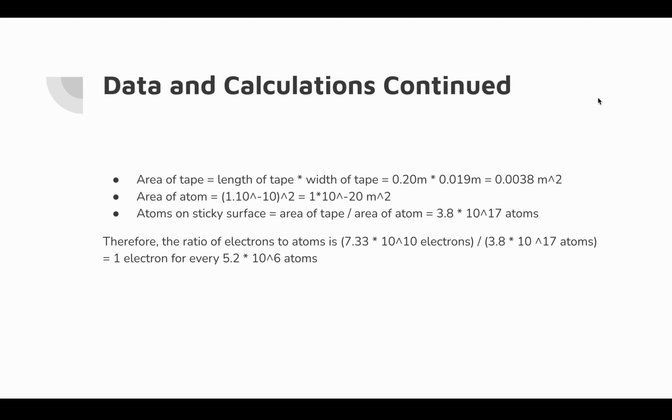Further calculations were figuring out the area of the tape, which is simply the length times the width, 0.2 meters times 0.019 meters, and that gives us a value of 0.0038 meters squared. The area of an atom is 1.1 times 10 to the negative 20 meters squared, and the number of atoms on the sticky surface is the area of the tape divided by the area of the atom, which is 3.8 times 10 to the 17 atoms. And then to calculate the ratio of electrons to atoms, just divide the number of electrons by the number of atoms, and we get 1 electron for every 5.2 times 10 to the 6th atoms.